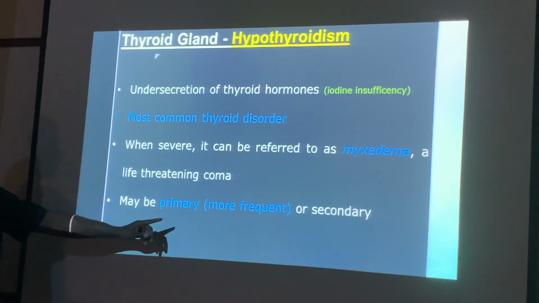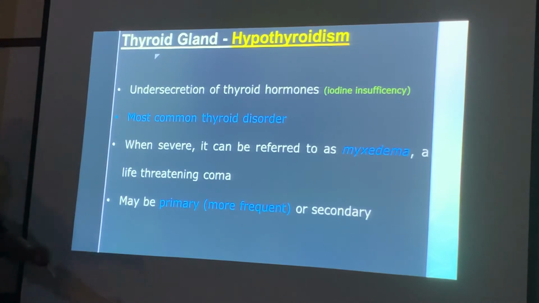Hypothyroidism can be primary or secondary, with primary being the most frequent form. Just like you can have type 1 and type 2 diabetes, but they're both diabetes. So you can have primary and secondary hypothyroidism, but primary hypothyroidism is the most frequent. I'm going to explain what those are on the next slide.